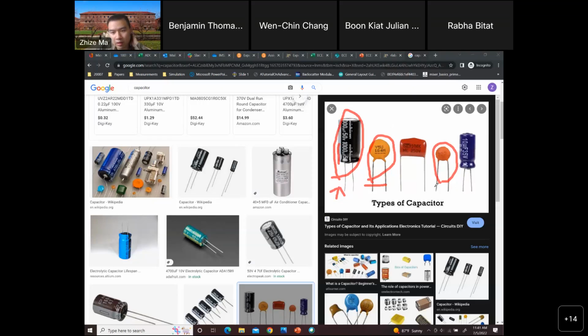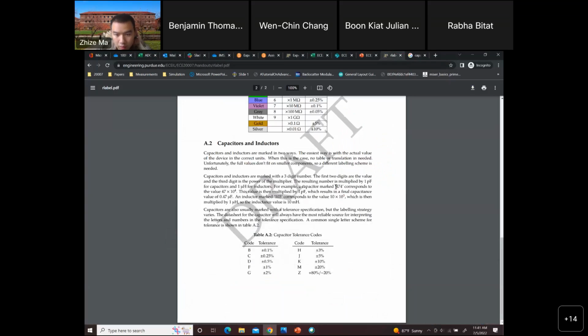And then for the other two capacitors right here, you need to read the number. For example, this one is 104 and this one is 222. There should be a document on the course website that tells you how to read the capacitor value. If, for example, you have a 3-digit number, you can start to do the calculation of the capacitor value. Check this document definitely.